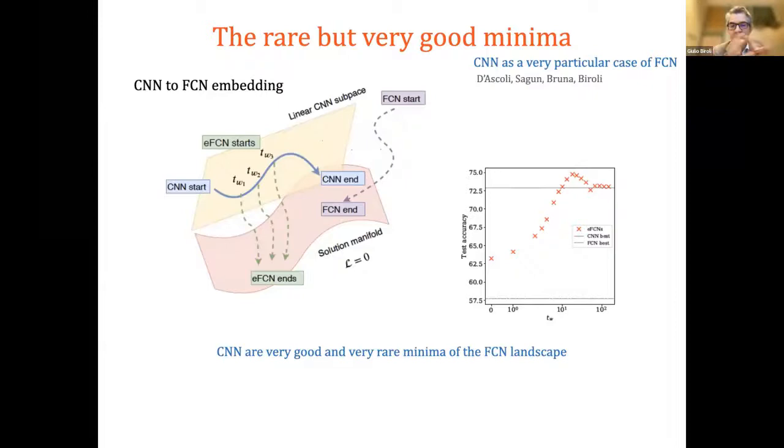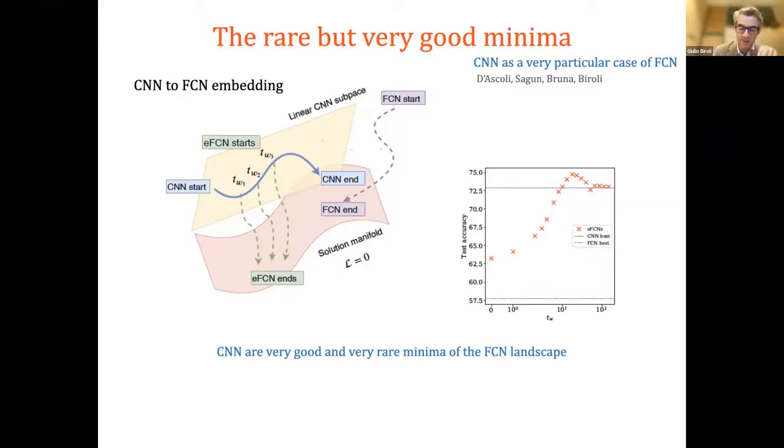In any case, this was really something that I wanted to show you: we often consider the loss landscape which is visited by the dynamics, but actually the loss landscape is much more complicated. It can be full of rare bad minima, but can also contain rare, very good minima, like in this case.